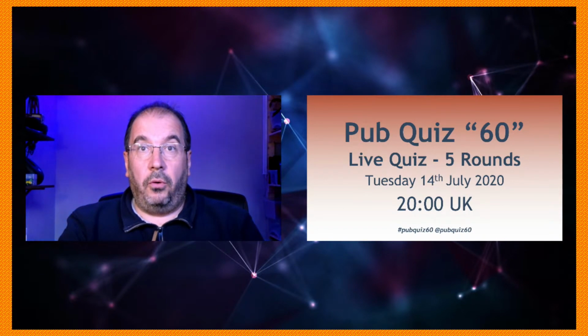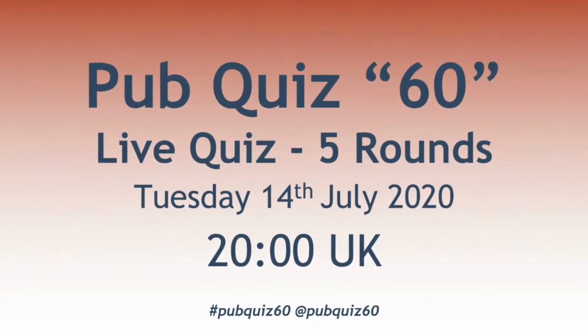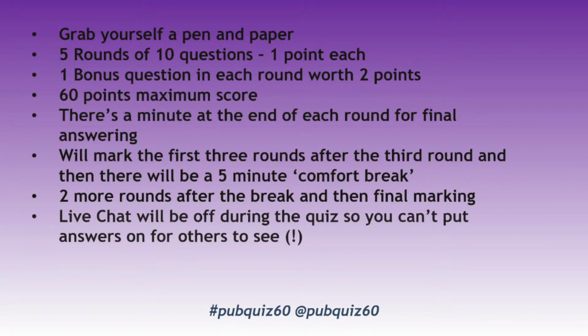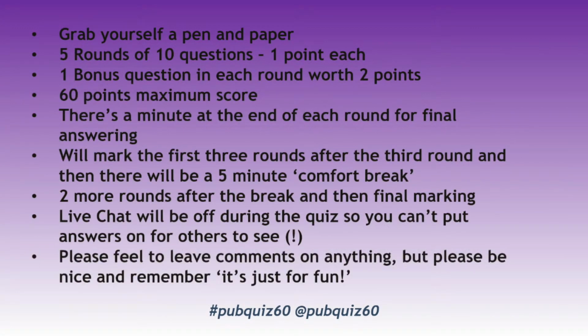It's the same rules as before, so I think we can go straight into the quiz rules. Pen and paper as ever, 5 rounds of 10 questions, a point for each question, and a bonus question each round as well, making a total of 60 points available for the whole quiz. The first 3 rounds, we'll do. Then we'll mark those and have a quick break before we come back to the last 2 rounds as well to get an idea of scores.